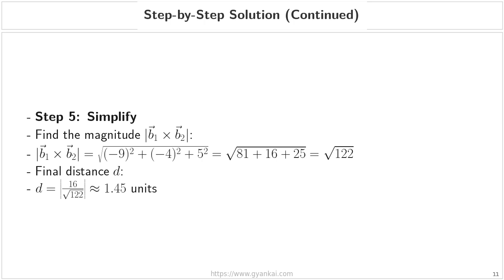Finally, we can plug everything back into our distance formula. We take the absolute value of the dot product we found earlier, which was 16, divided by the magnitude we just calculated, the square root of 122. When you perform that division, you get approximately 1.45 units. So, there you have it. The shortest distance between our two communication cables is approximately 1.45 units.